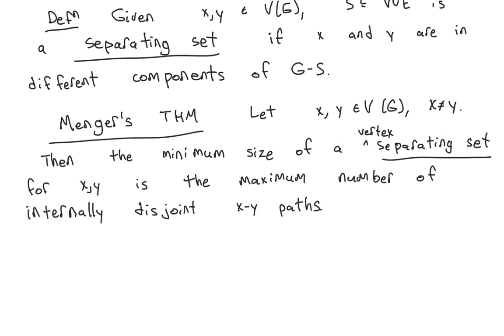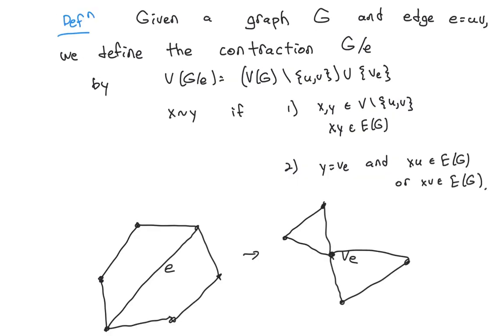Alright, so in this video we're going to prove Menger's theorem, which we recall states that given two fixed vertices in our graph, the minimum size of a vertex separating set between x and y is the maximum number of internally disjoint xy paths. A key part of our proof is going to involve using something called the contraction of a graph, which is sometimes used when studying graph coloring as well.